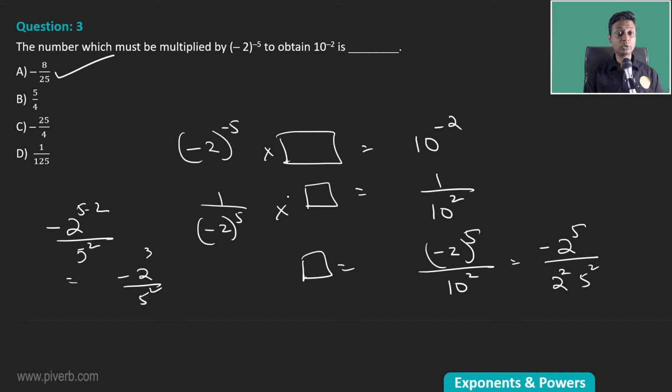Again, a wonderful question. You need to get that (-2)^-5 is 1 by (-2)^5. (-2)^5 is negative. This number is positive. 10^-2 is 1 by 10 square. It's positive. So this number should be negative. Magnitude wise, this goes to the numerator, and then we simplify and get the answer.